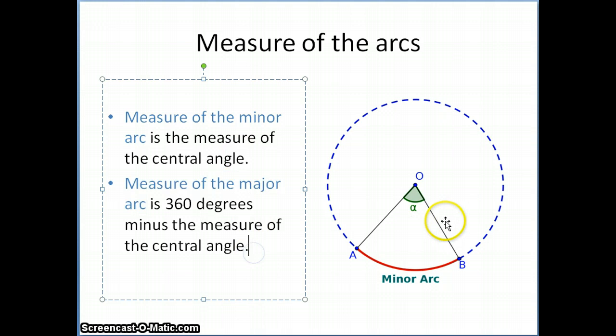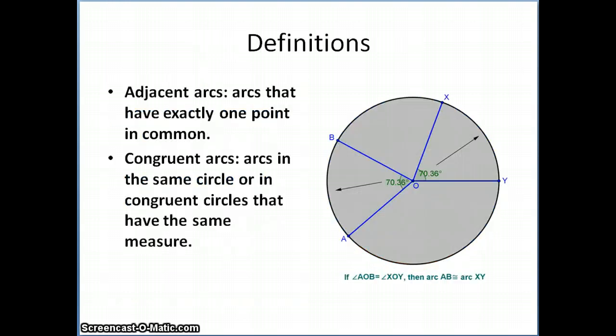This definition makes sense because the bigger the central angle is, the longer the corresponding arc is. When the central angle gets bigger, for example, from 60 to 61, 62, 63, the arc also gets bigger. So it makes sense to define the measure of the arc as the measure of the central angle.